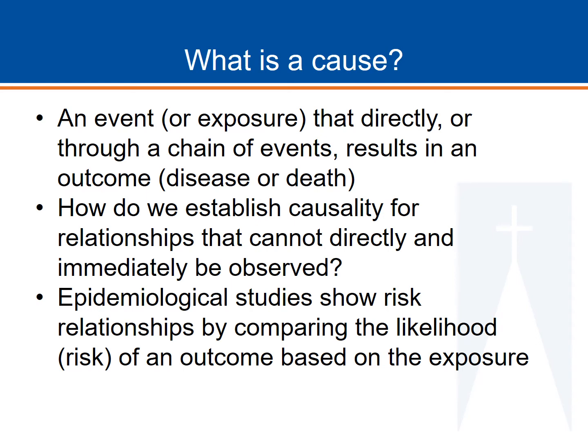Epidemiological studies show risk relationships, and we're going to talk about this later in the term in terms of odds ratios or risk ratios, but essentially what we're doing is we're comparing the likelihood or the risk of some outcome. That could be a disease or it could be death related to an exposure. And all of these outcomes are going to be related to something we're calling exposures. So if you think about smoking and lung cancer, smoking is the exposure, lung cancer is the outcome.